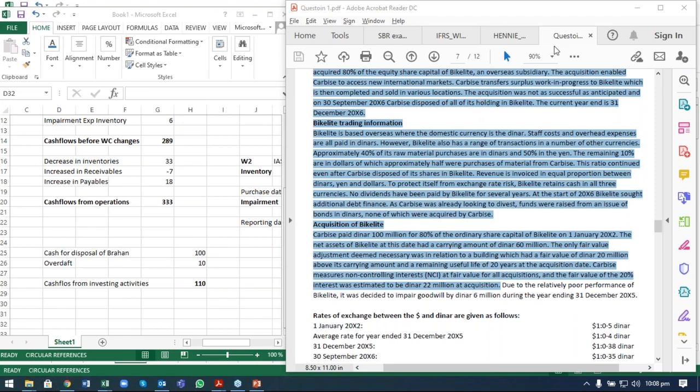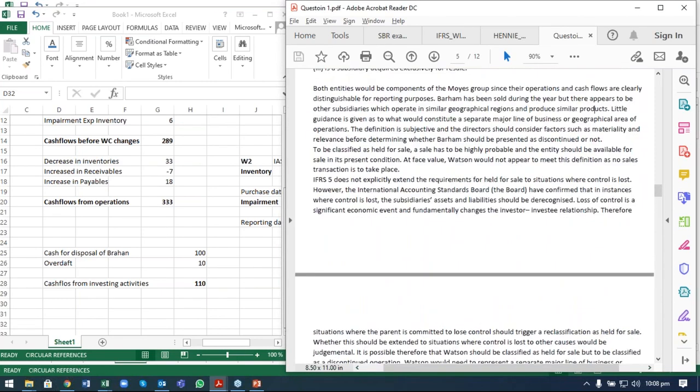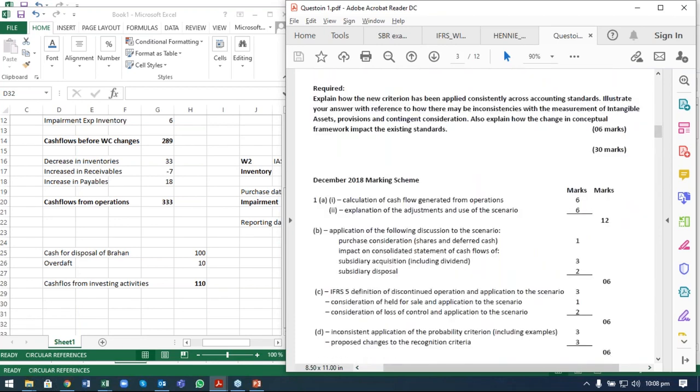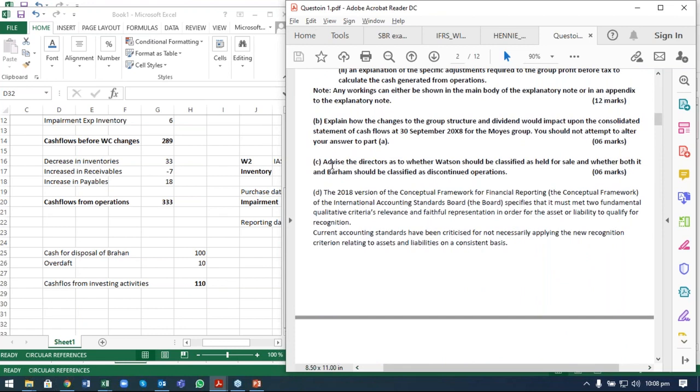Question 1C. Give me a second. Question 1C is related to classifying as held for sale. This held for sale must meet the IFRS 5 criteria. As far as the situation of Watson or Braham was concerned, you can clearly say that for Braham, the company might have a plan to place this subsidiary as a discontinued operation well before you are going to dispose of this subsidiary. Why? Because Braham was making losses for many years, so the management might have planned for it.